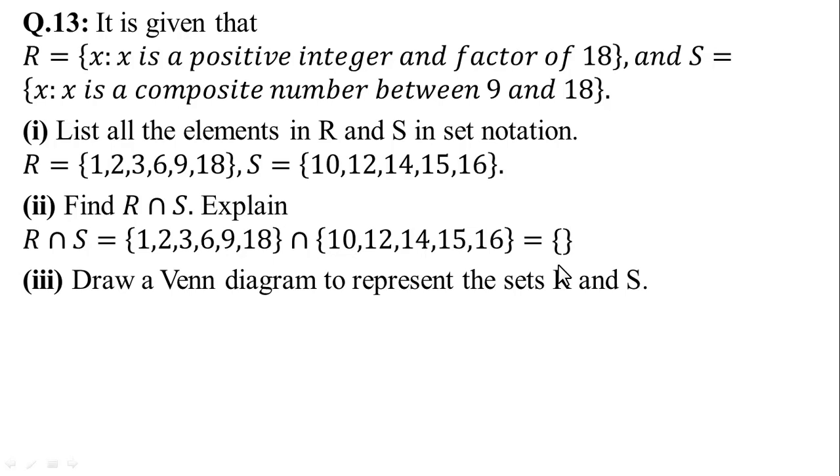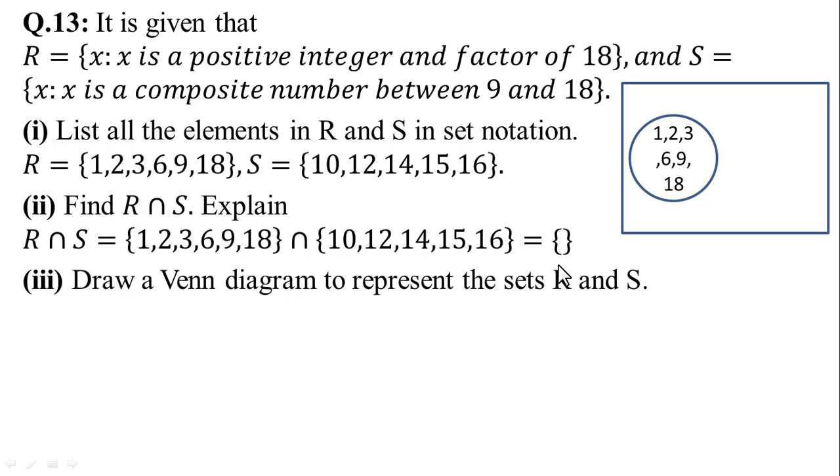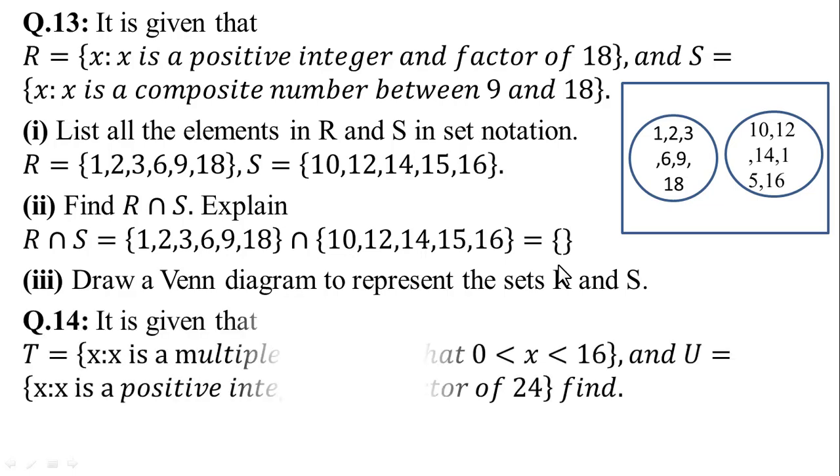Now in the next part, draw the Venn diagram to represent R and S. So we draw the Venn diagram with the set of first elements and the set of second elements. Both are non-empty sets, and no element is common, so we draw it as a Venn diagram with two separate sets.